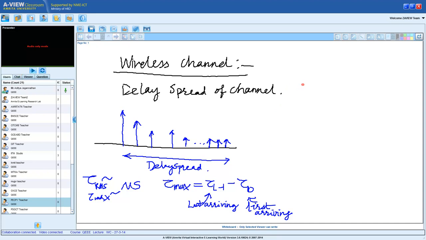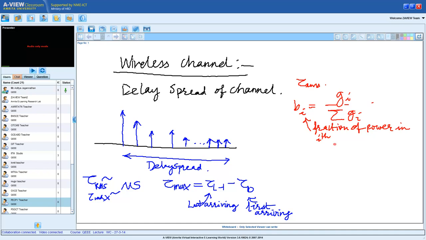We also looked at the RMS delay spread. We said RMS delay spread is slightly more refined. The way to define tau RMS is that I form B_i equals G_i divided by summation of G_i. B_i is the fraction of the power in the ith path, and then one can define the average mean delay, that is tau bar, as summation B_i tau_i, that is basically summation G_i tau_i divided by summation G_i.